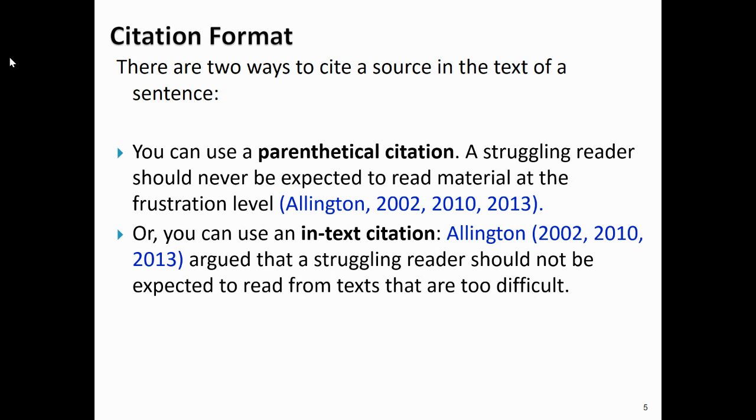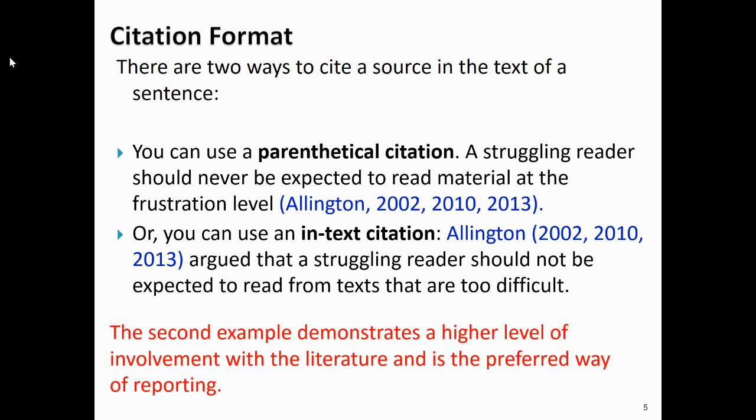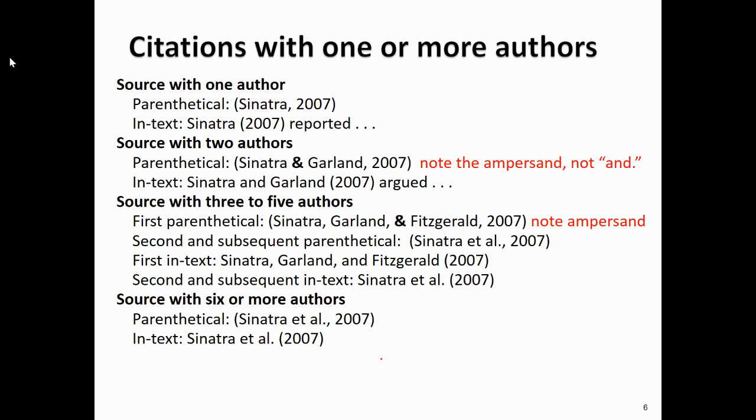Or I could use an in-text citation, beginning with Allington, and then setting the dates of his publications in parentheses, separated by commas, so that it will read just a little bit differently. But the second example demonstrates a higher level of involvement with the literature by the writer. These are different ways that you would use citations for one or more authors.